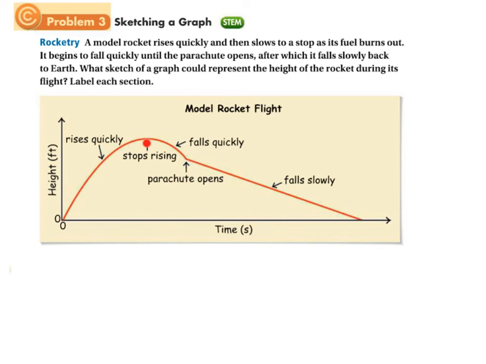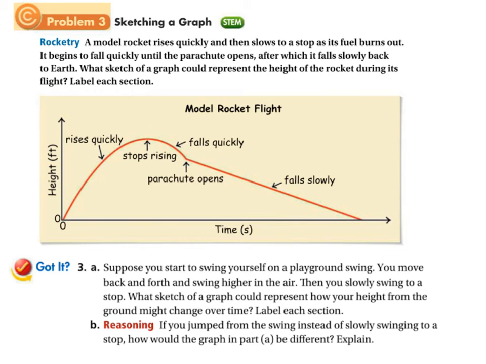It's rising quickly, you've reached this highest point, what's happening there? It stops rising, starts falling. Exactly at this point when the chute opens, it slows the speed down, and that's why you go from a steep descent to a level descent like that, okay? That's the idea.